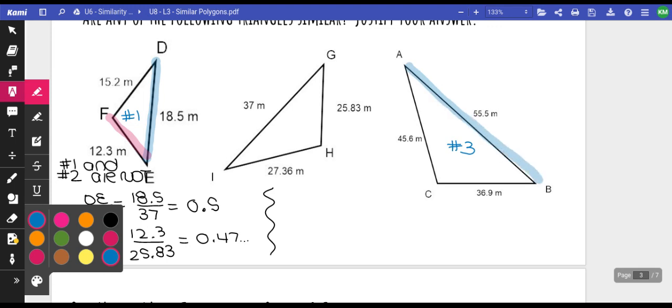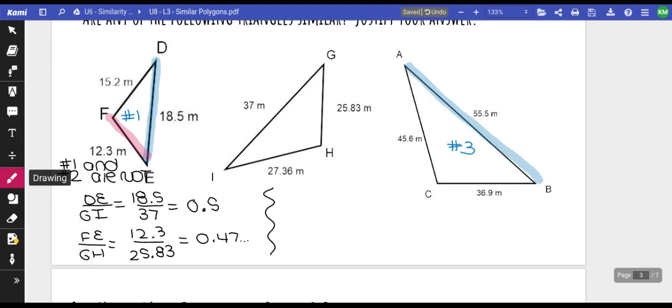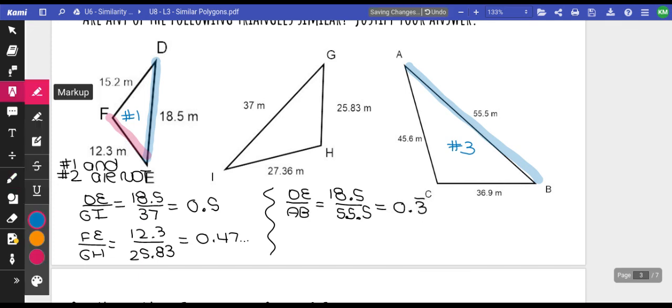Okay, so we want to compare. Do you want to put triangle 1 on top? So DE over AB, 18.5 over 55.5. I need you to crunch that for me. What is that one going to give me? 0.3 repeating.